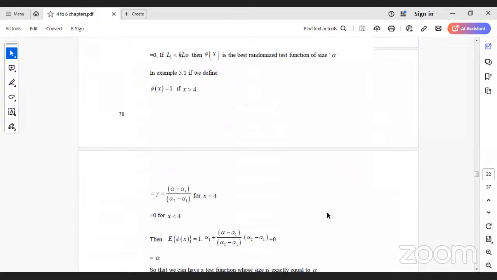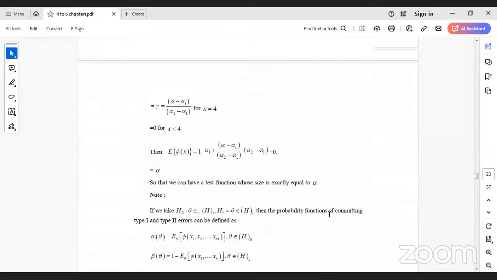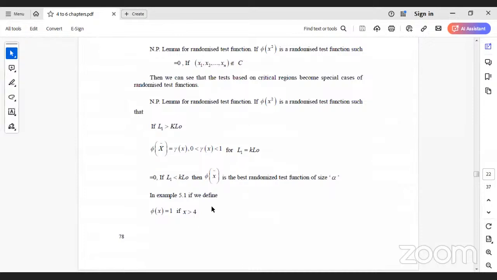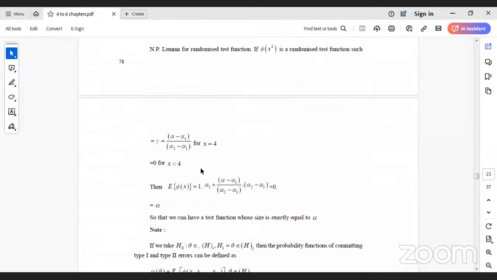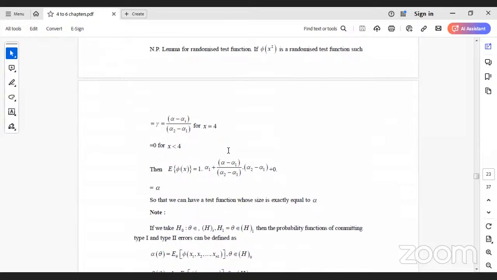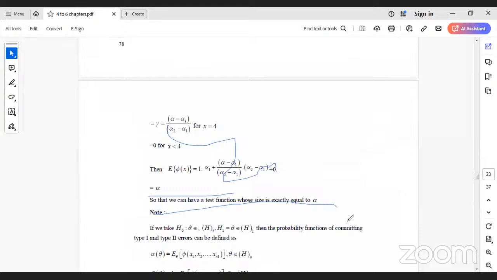So phi of x is equal to 1 for x greater than 4, with the condition on gamma given by alpha minus alpha 1 over alpha 2 minus alpha 1. That is, x equal to 4 or x less than or equal to 4. So from the above definition, we can have the test function exactly equal to size alpha.